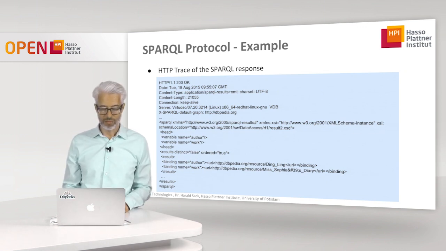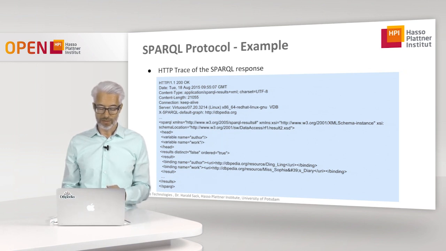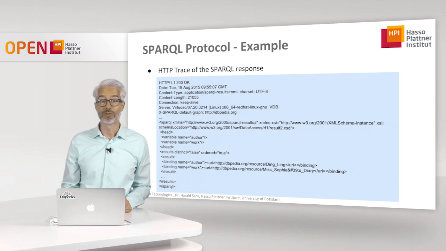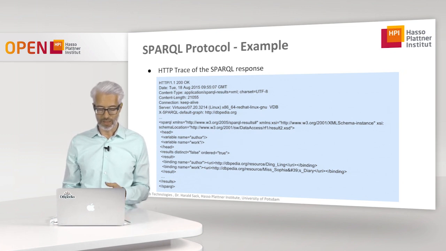and then we see within the header text the two variables that we have asked, author and work, and then we see in the results section the resulting lines, and the first line I have given here, which is the author, and of course this binding is a URI, and you see here the URI of the first author, which is Ding Ling, and you see the most notable work. So this is a work called Miss Sophia's Diary. So in that way the message is returned.